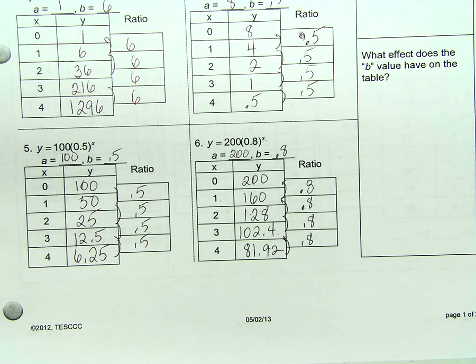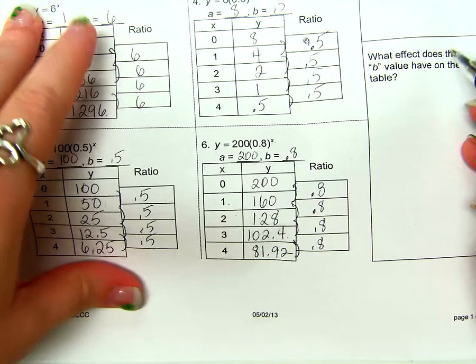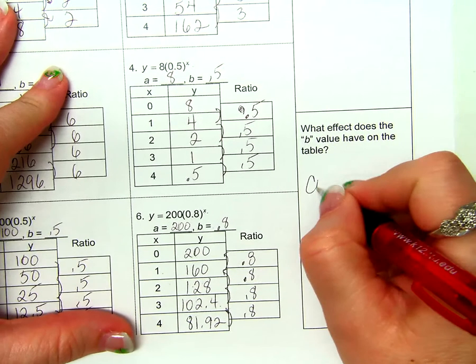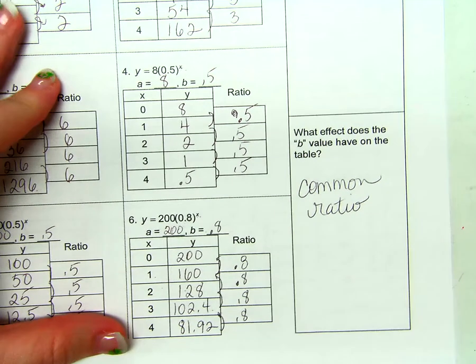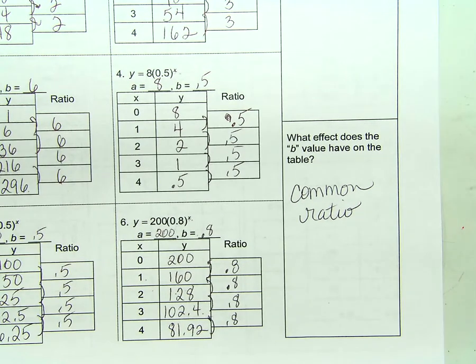Now, someone please make an observation about these tables. The ratio is the same as B? Are you sure? Every time? Knowing how I feel about saying every time or always or never? Yes. The ratio is always B. What effect does B have on the table? It's the common ratio. It's the common ratio, okay?